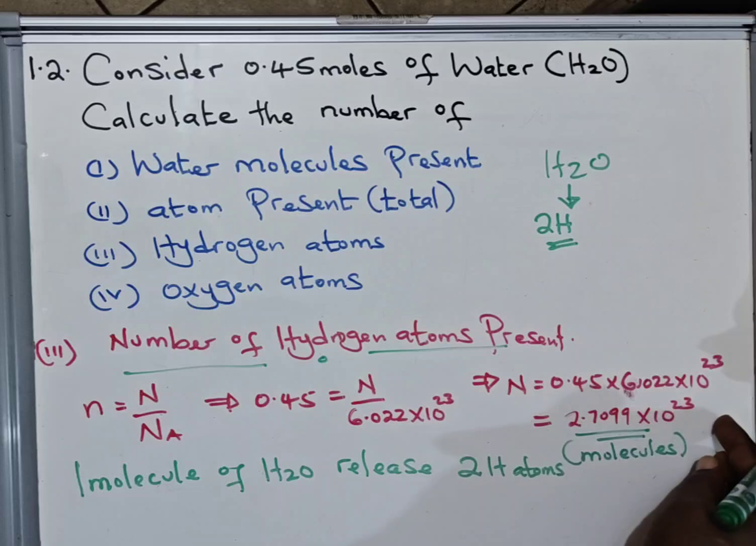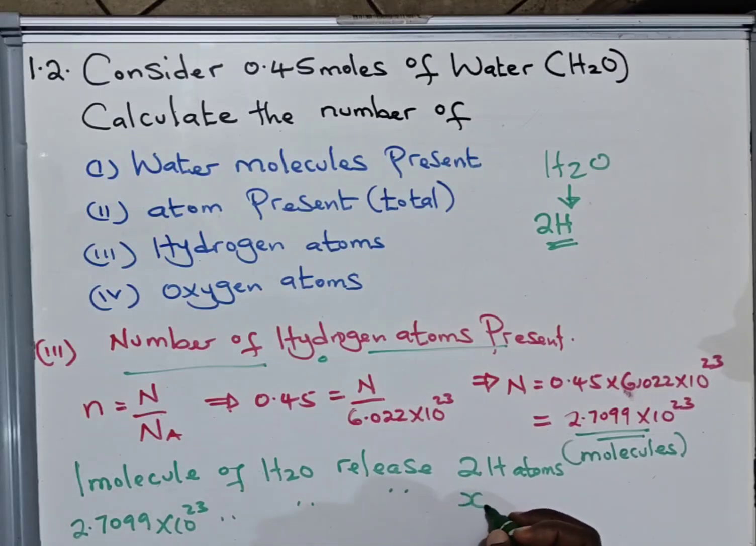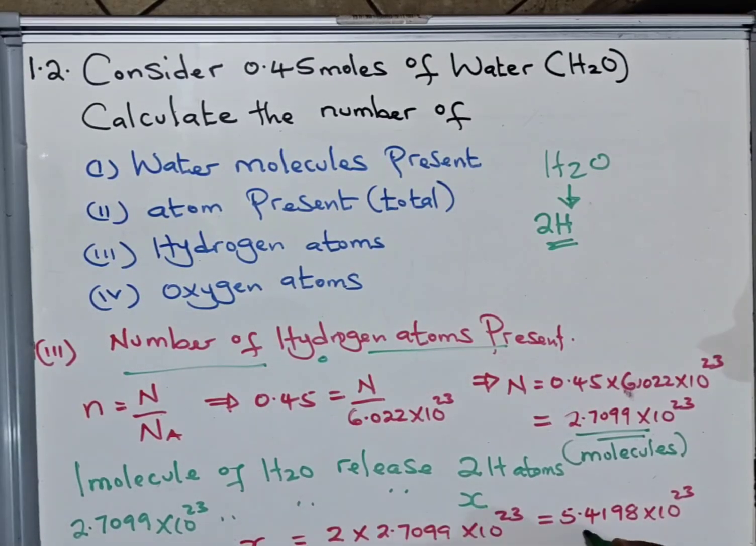So in other words, these are the molecules we have: 2.7099 times 10 power 23 water molecules will release X. From here, you cross multiply, and you are going to get X as 2 times 2.7099 times 10 power 23, giving us 5.4198 times 10 power 23 hydrogen atoms.